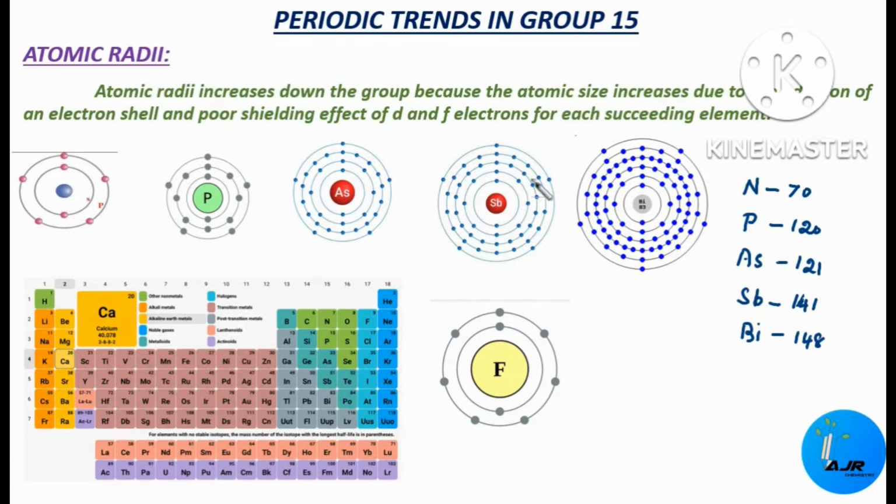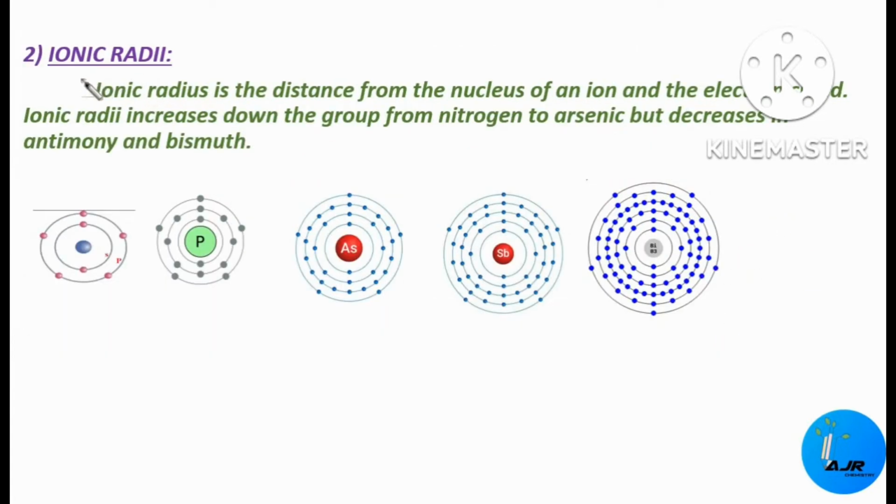See here, this is for antimony. Here also the number of shells are increasing, so the atomic size is increasing. Again for bismuth, the same thing. Its atomic number is 83, so it's increasing, and the number of shells are also increasing. So that's the reason why the atomic radii is increasing from nitrogen to bismuth. Understood, students? Now let us see the next important property, that is ionic radii.